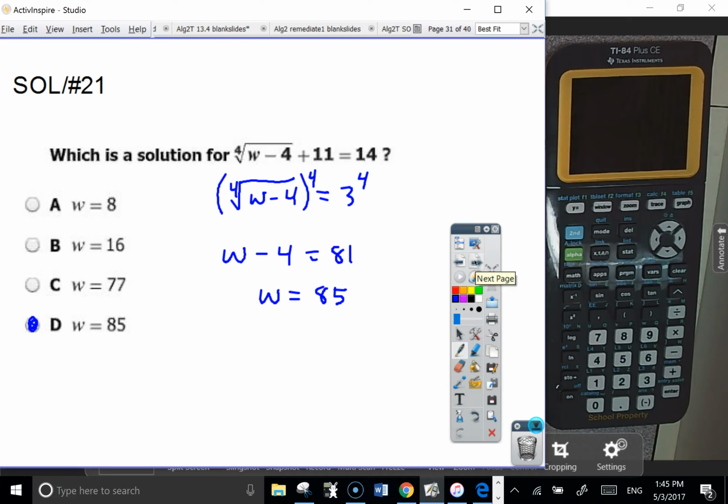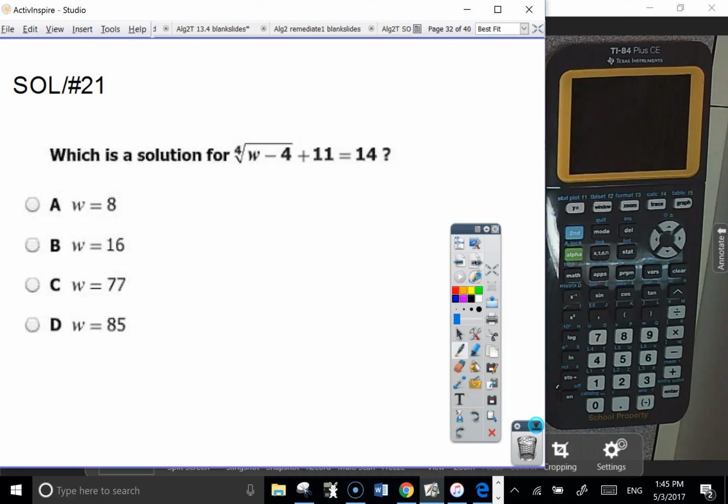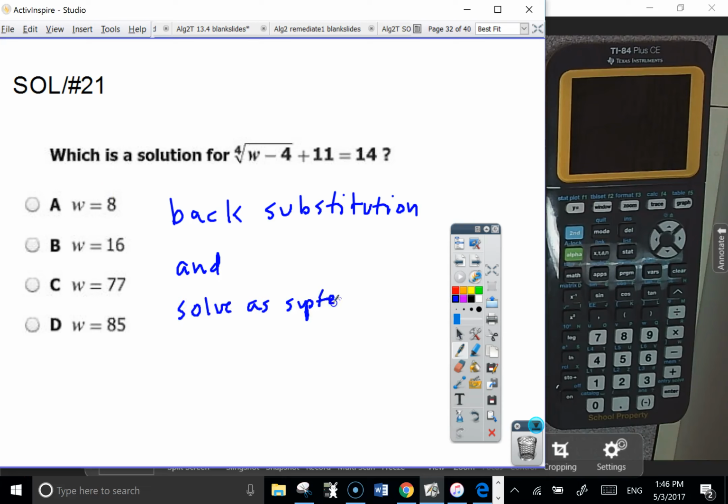Next. Now just say back substitution and solve as a system. Works. Next.